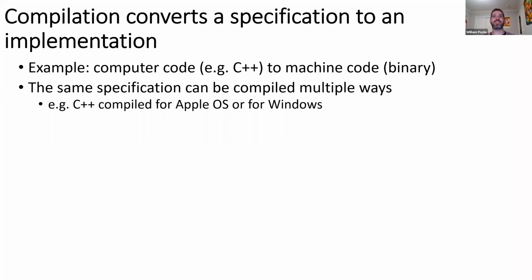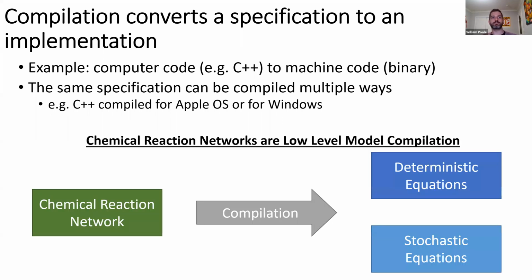And importantly, the same C++ code can be compiled in multiple ways. So if I compile C++ on an Apple OS versus Windows versus Linux, I actually get different binary files, even though I start with the same code that does the same thing. So this is the notion of compilation: it's a high-level specification that can become an implementation, but it doesn't become a unique implementation. It can become multiple equivalent implementations.